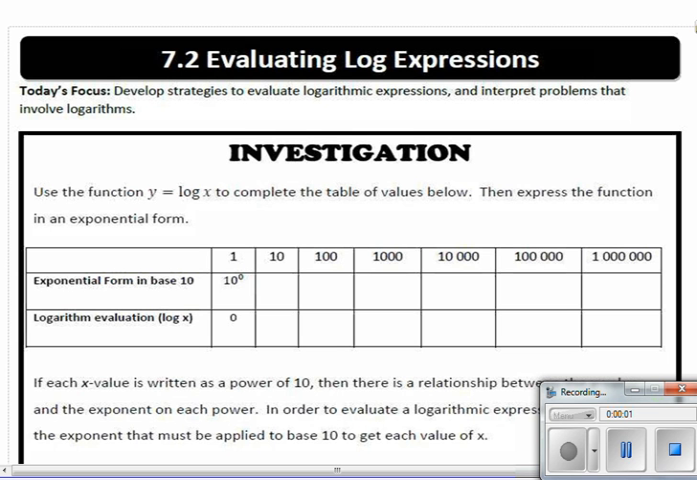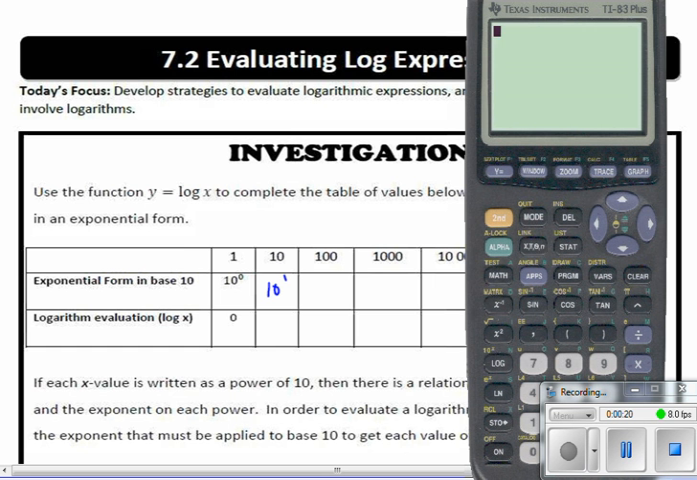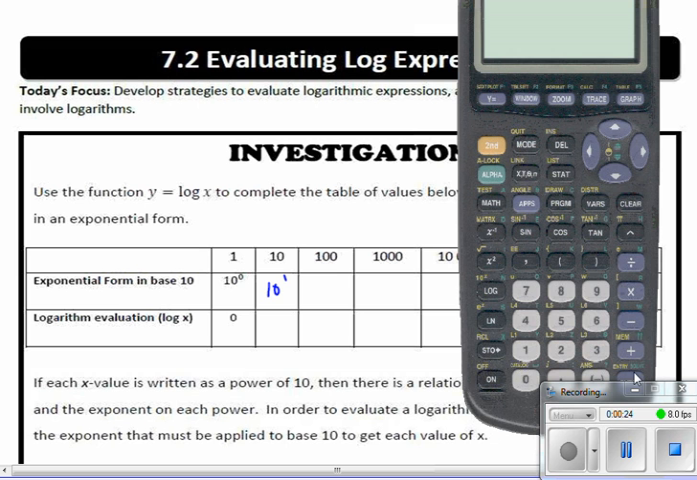So what I'd like you to do, I want you to complete this table, okay? I'll start you off with one of them. So 10 is 10 to the power of what? 1. So we're writing these all with base 10. And then in our calculator, I want you to type in log 10. So on your calculator, log 10, and it gives us 1.